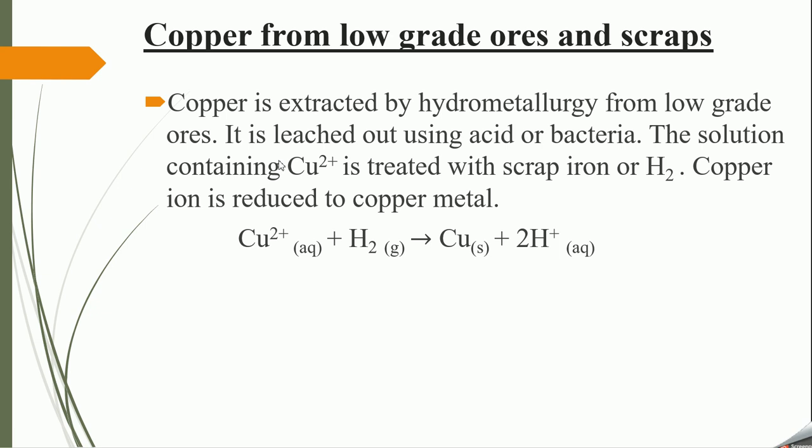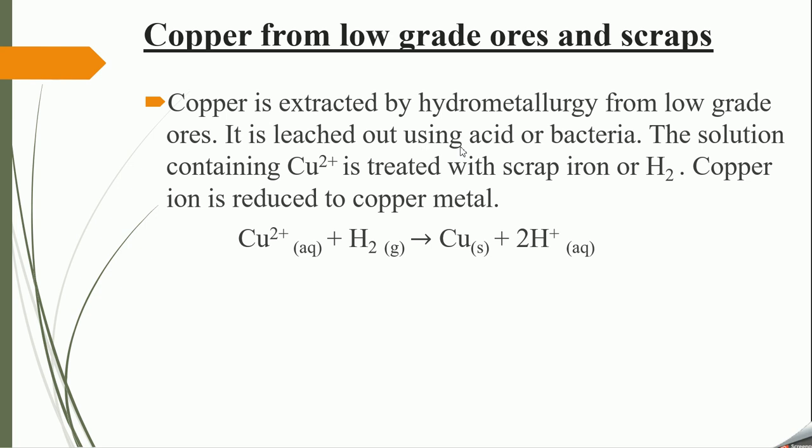Now let us see what is hydrometallurgy. Hydrometallurgy is a process of obtaining metal from its ore by preparing aqueous solution of ore by salts or acids. So now copper is extracted by hydrometallurgy from low grade ores.